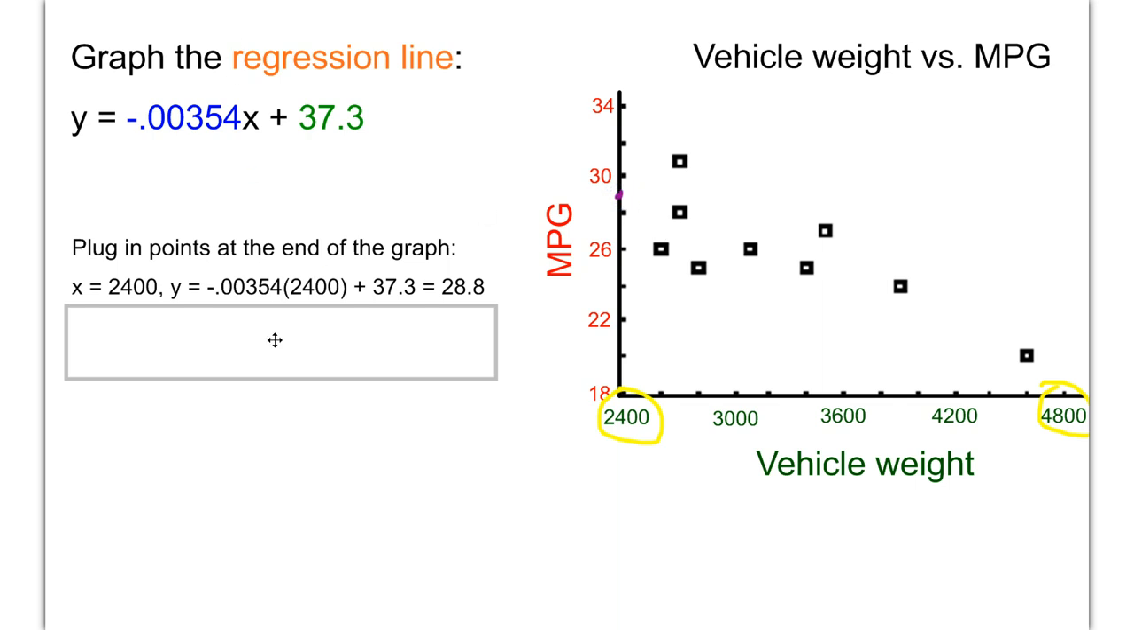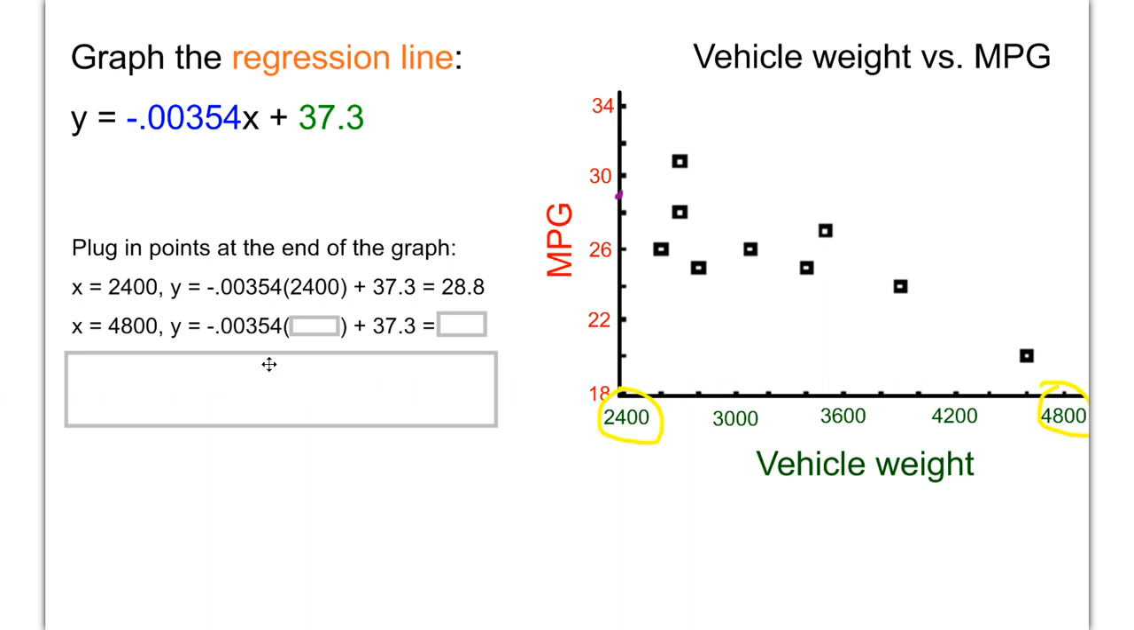And then let's repeat for 4800. We have the same equation, except when we get to our value for x, we're going to substitute in 4800. So now y equals our slope times x plus our y-intercept. And if you do the math on that, you're going to get about 20.3. So when we go to our x equals 4800, y equals 20.3. And that's going to be roughly around here.